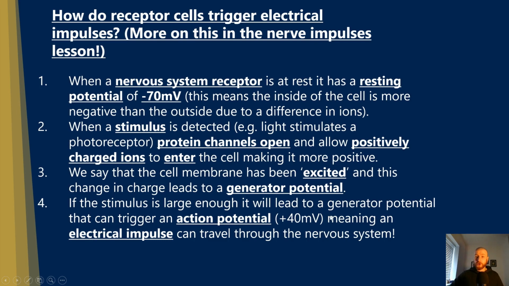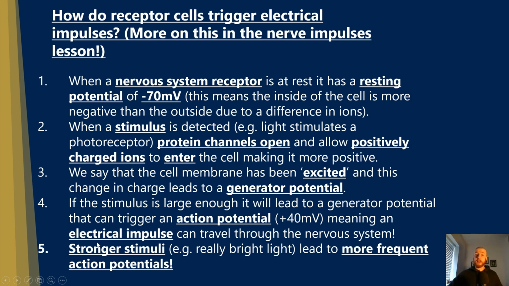Now, if the stimulus is large enough, it will lead to a generator potential that can trigger an action potential. An action potential is when it goes from minus 70 to plus 40 millivolts. So the neuron becomes way more positive at that specific point. And that electrical impulse can then travel through the nervous system to communicate through the body of the organism. Now, stronger stimuli, for example, really bright light as opposed to dim light, lead to more frequent action potentials. And that's why really bright light can give you more of an extreme reaction than really dim light.